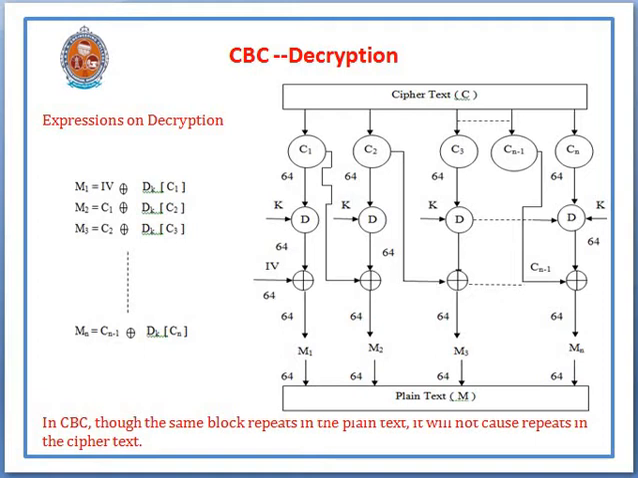This process is repeated in each round, and finally M1, M2, M3 are all the plaintext blocks. These are all combined together to get the total plaintext. In CBC, even though the same block repeats in the plaintext, it will not cause repetition of the ciphertext.